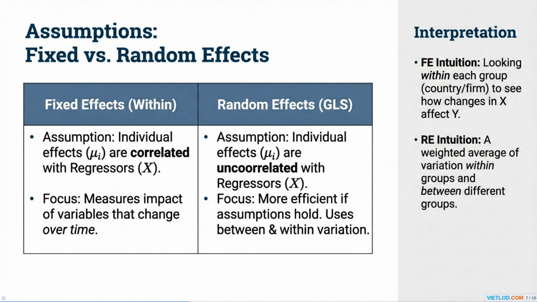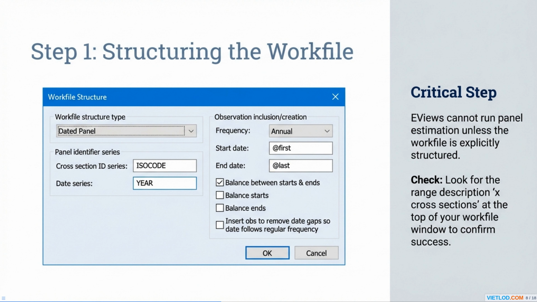The random effects, or RE model, assumes that mu I is uncorrelated with the regressors. It treats mu I as a random component of the error term, rather than a parameter to be estimated. The RE model uses a weighted average of both within and between variation, making it more efficient if its core assumption holds. Its intuition is a weighted average of variation within groups and between different groups. This critical assumption about correlation is the deciding factor in choosing between the two models.